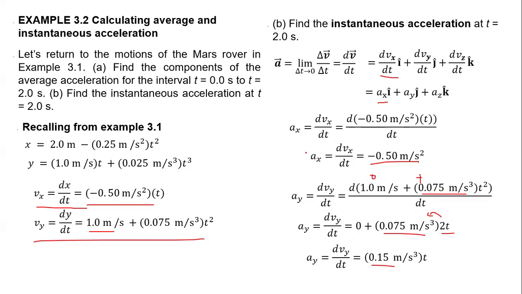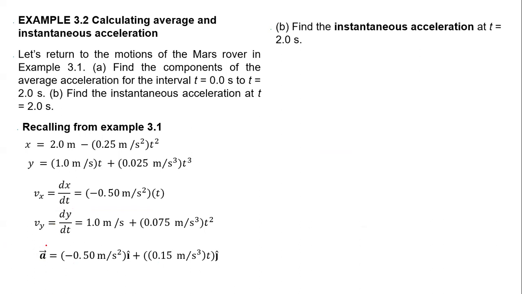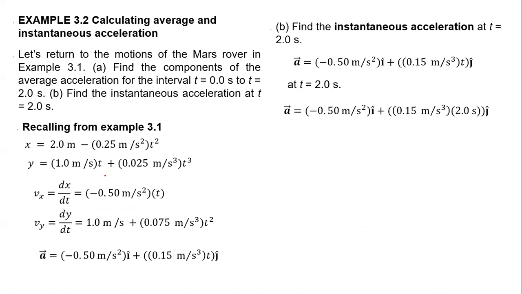So we now have the function for the acceleration. We now have the components ax and ay. In component form, the acceleration vector looks like this. This is the general expression for the instantaneous acceleration. After 2 seconds, our acceleration will be like this.